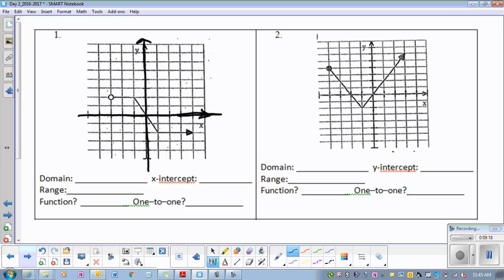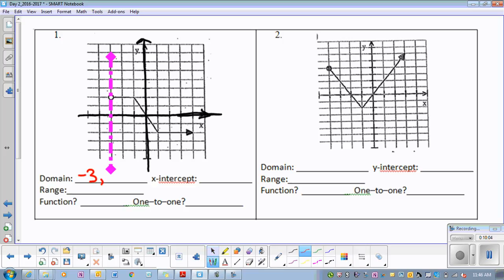Okay, so this is asking me for the domain. All right, so for domain, we need to look at this from the left to the right. Where does my graph start? If you look on the left side of this graph, is there an arrow? No, there's no arrow, so that means it's not going to negative infinity. This graph really starts at where? -3, right? You have to look at the number on the x-axis. Does that make sense?